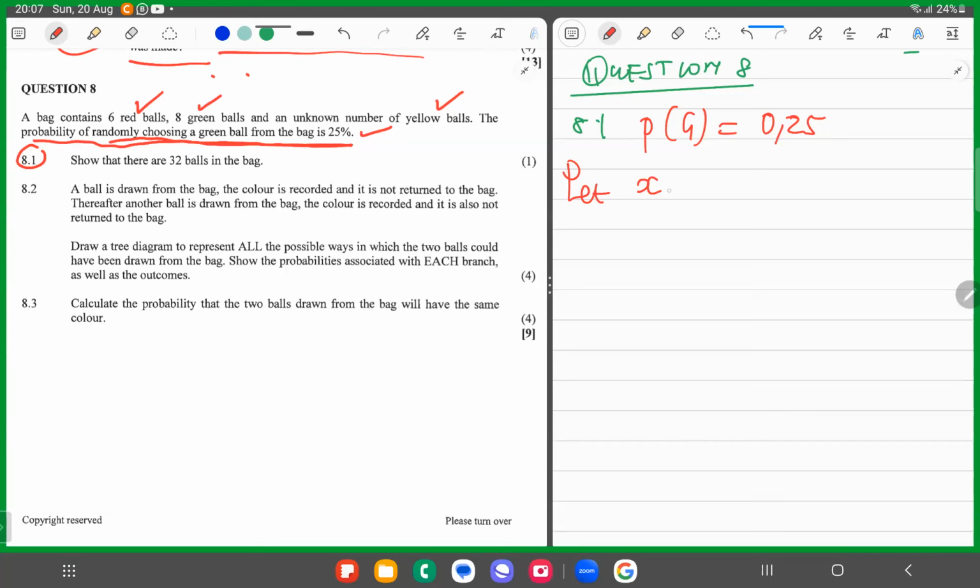So you let X be the total number of balls. Which means the probability of selecting a green ball is what?